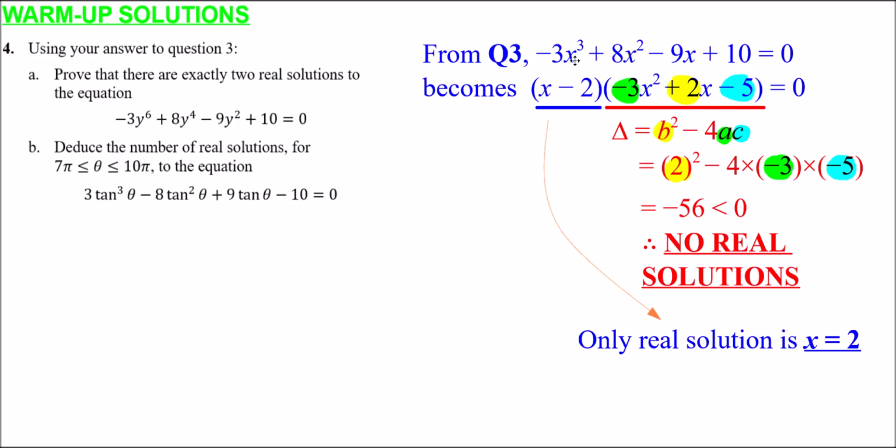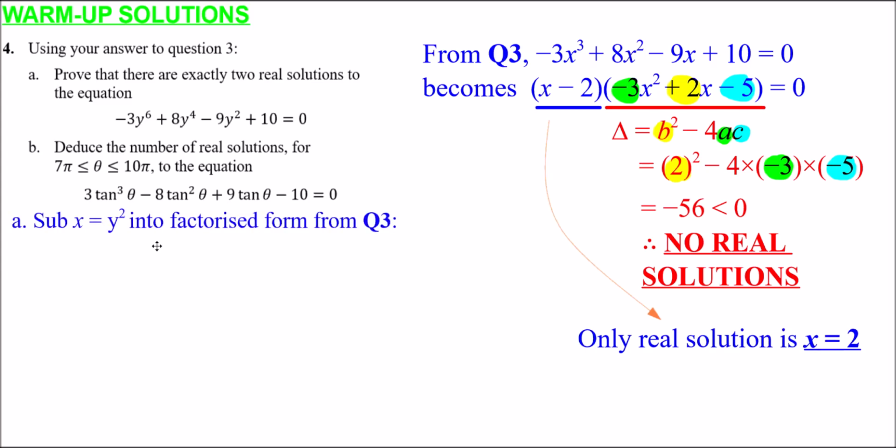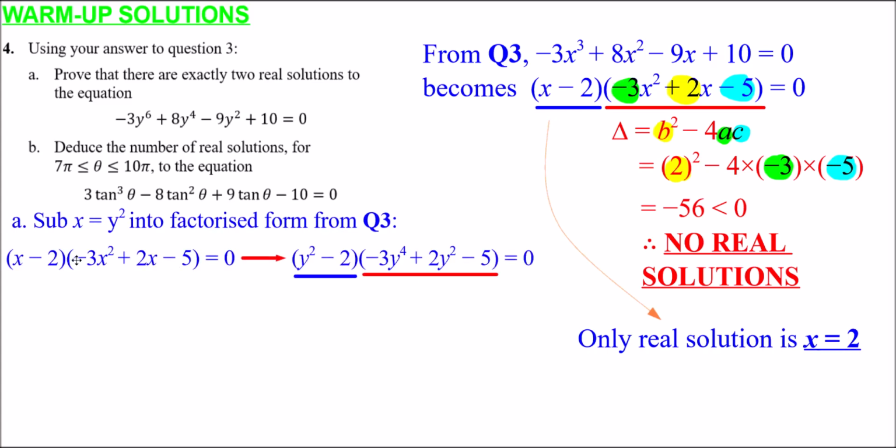Because we're not talking about x cubed, we're talking about y to the power 6. But if you compare these powers here, all the powers of y are double the powers of x. So that's a clue that we can make a substitution that x equals y squared. So for part A, if we sub x equals y squared into the factorised form from question 3, this form here, we'd get this. So we start with x minus 2 times minus 3x squared plus 2x minus 5 equals 0, and replace each instance of x with y squared.